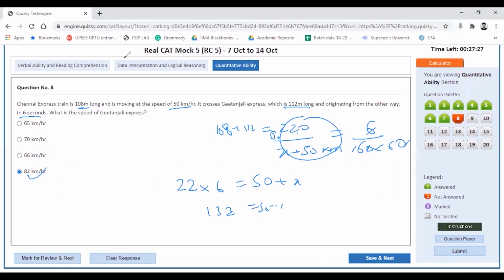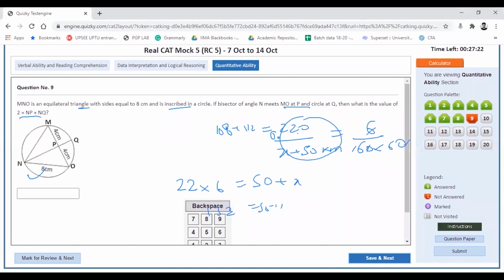So we didn't really get stuck into any question. That's why we are moving smoothly here. Let me clear my screen.